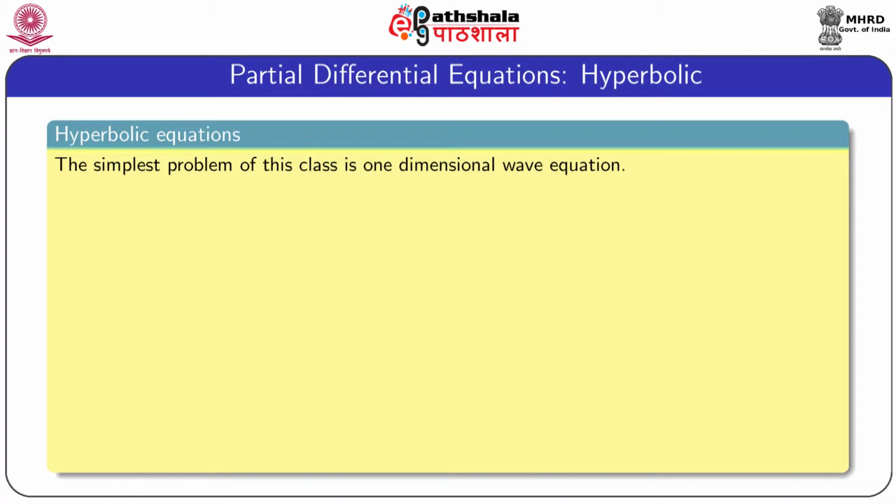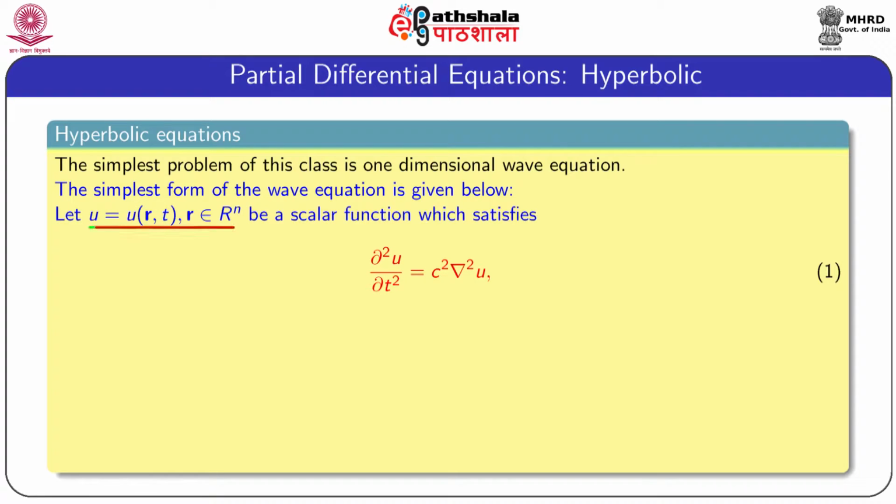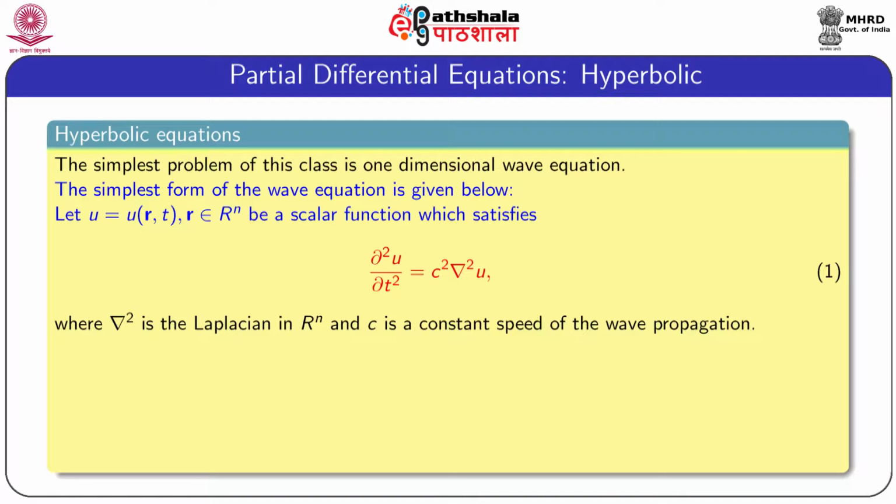So, in this module we consider hyperbolic partial differential equations. The simplest problem of this class is the one-dimensional wave equation. Let u equal to u as a function of r comma t, where r is a vector of R^n, the n-dimensional real space, and u is a scalar function which satisfies the following differential equation, that means del 2 u del t2 equal to c square nabla 2 u. Nabla is a space differential operator, and t is the time variable. The operator nabla 2 is called the Laplacian in the space R^n, and c is a constant, and this represents the speed of the wave propagation.